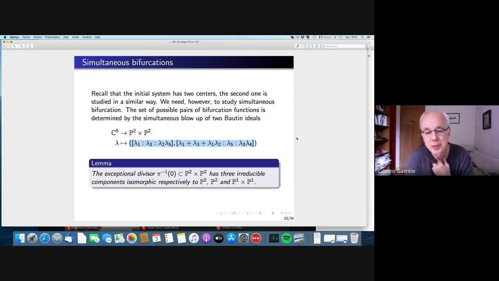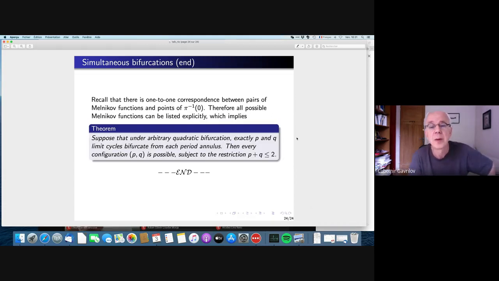It is possible to describe the pairs of Melnikov functions which correspond to each point of this exceptional divisor. As we know that these functions are very simple, we saw these examples as either polynomials or logarithmic functions, it is possible very precisely to compute the zeros of these functions. And the answer is, okay, in the last page of my talk, here is the theorem.